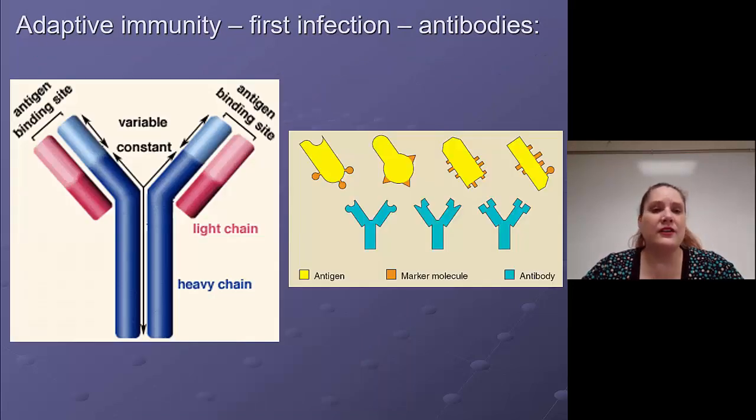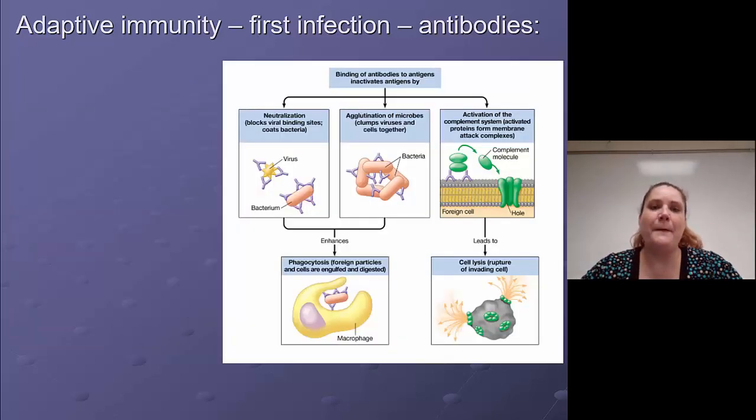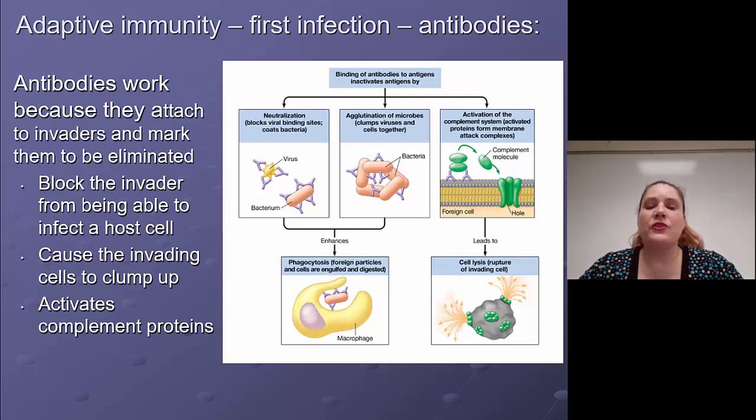Okay, so here's another way of looking at it. You have the antigen binding site up there on the top, and then you have that main part that's the same in the middle. So antibodies are Y-shaped, and they just have that antigen binding site on those ends of the Y. The way antibodies work is they attach to the invaders and they mark them to be eliminated.